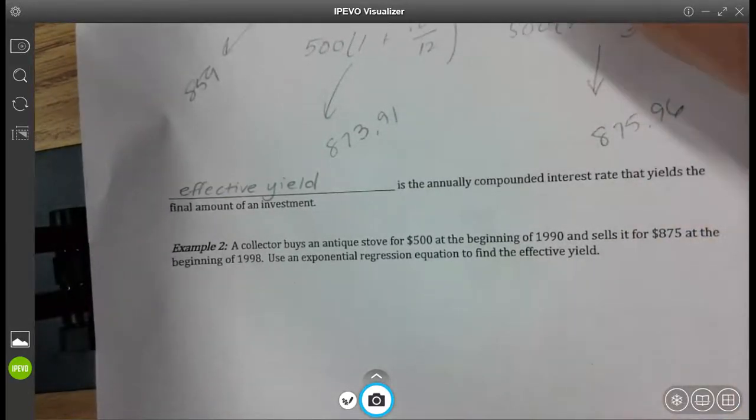Okay. So, for instance, we have, it says a collector buys an antique stove for $500 at the beginning of 1990 and sells it for $875. So we started with $500. Okay. And at the end, it's going to be worth $875. We don't know what the rate is or the effective yield, but we know that from 1990 to 1998, that's 8 years. So T is time in 8 years.